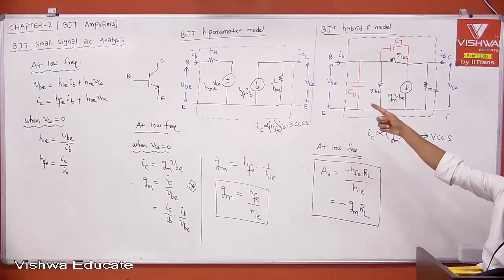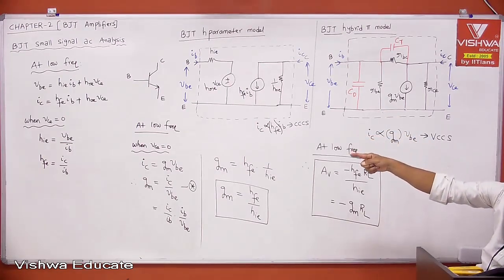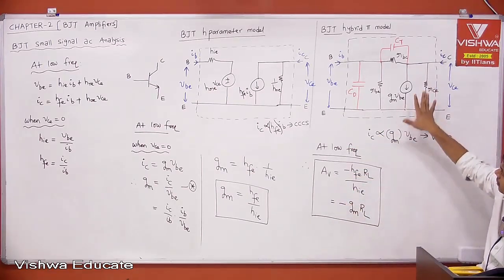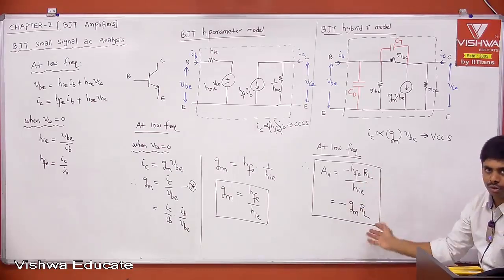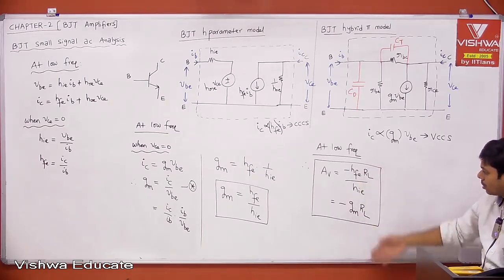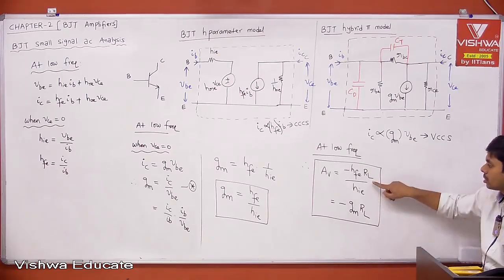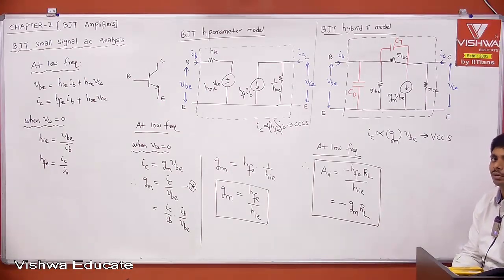Remember, we have to write the low frequency H parameter equations when VCE is equal to 0. That part we have to write just below the H parameter model of BJT, and this portion you have to write below this. And this is what you can write common, below those two that you have written, as a continuation part, because this is valid for both. This is the equation which we got from the H parameter model, and this is the equation which we got from the hybrid pi model. Okay.